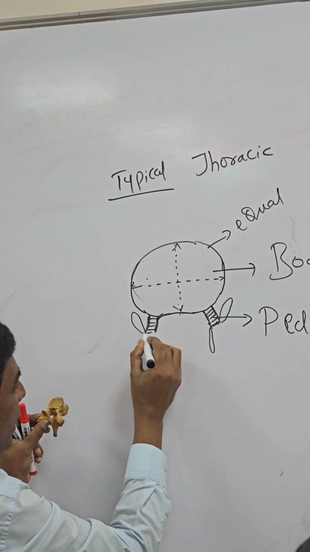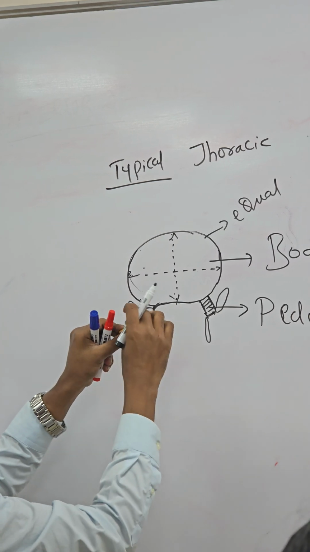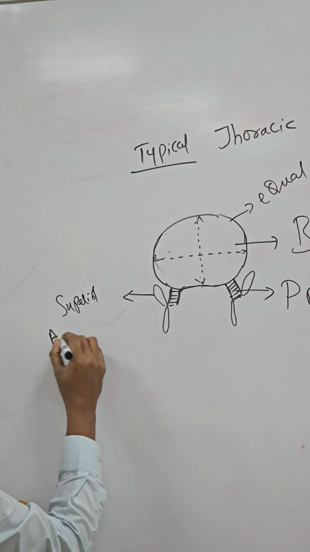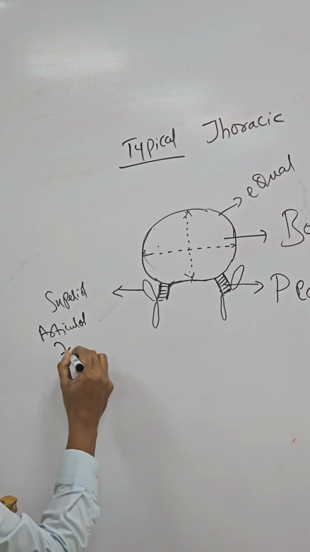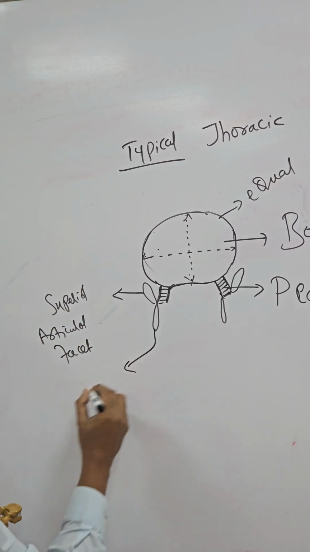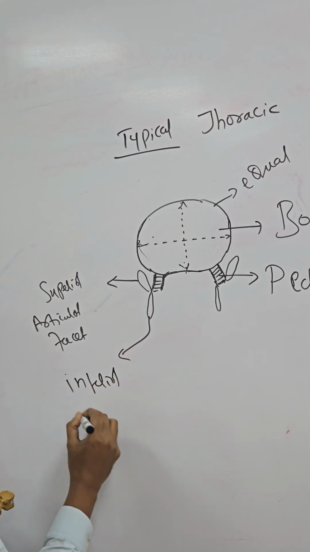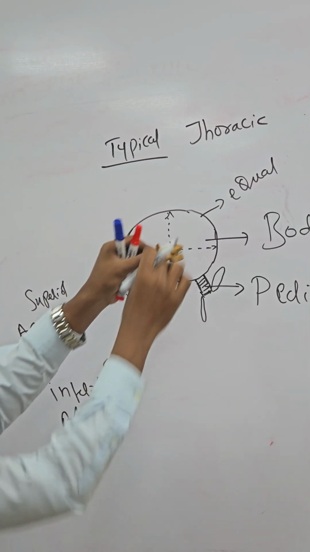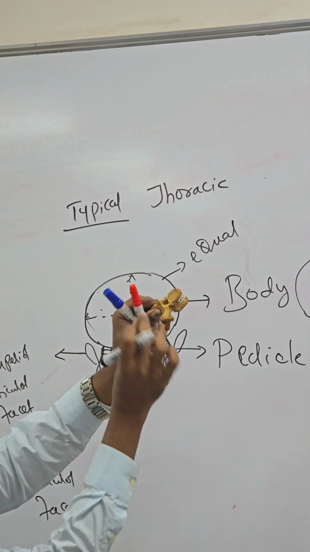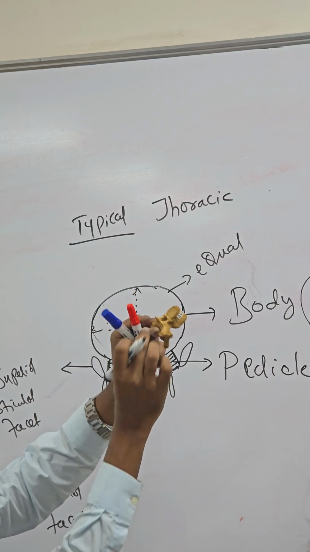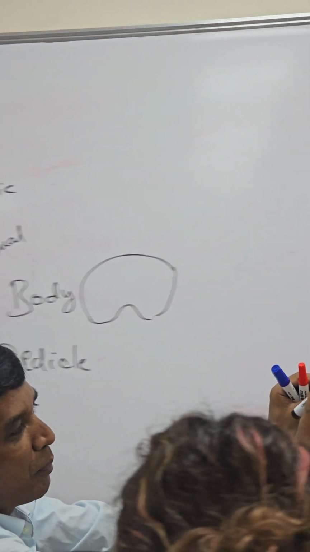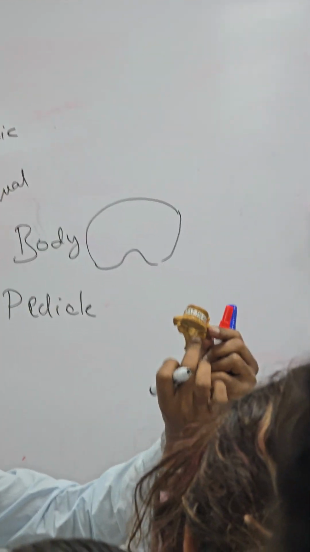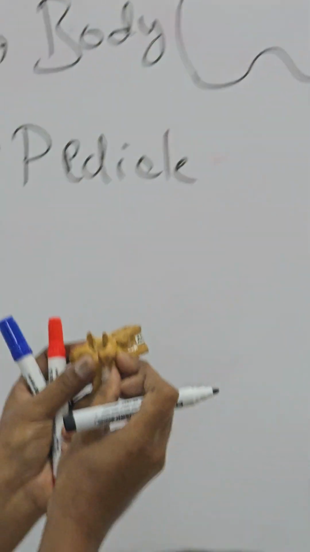Next, above and below this pedicle, there is an elevation of the bone like this. One elevation above and one elevation below. These are called the superior articular facet, and this is called the inferior articular facet. One is above, one is below. You have to identify this. This is very, very important. This is the superior articular facet. This will be the inferior articular facets.